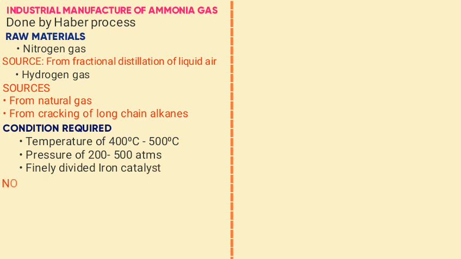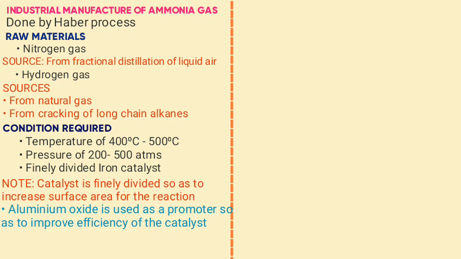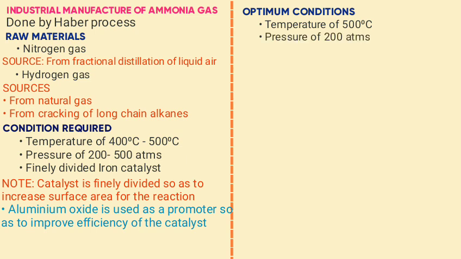Now, the iron catalyst is finely divided so as to increase surface area for the reaction. Now, aluminium oxide is used as a promoter of the catalyst so as to improve the efficiency of the catalyst. Now, the optimum conditions required are a temperature of 500 degrees Celsius and pressure of 200 atmospheres.